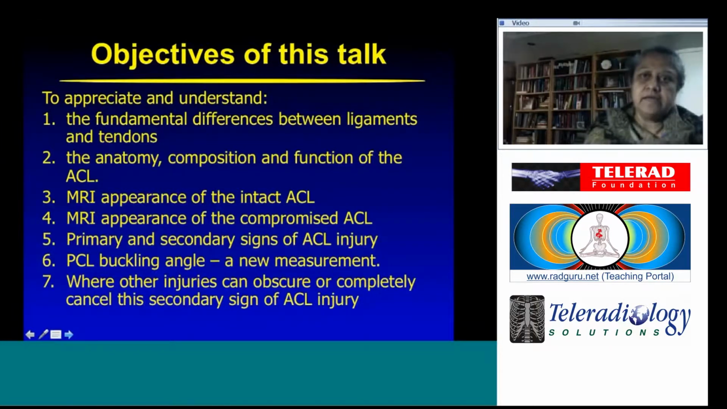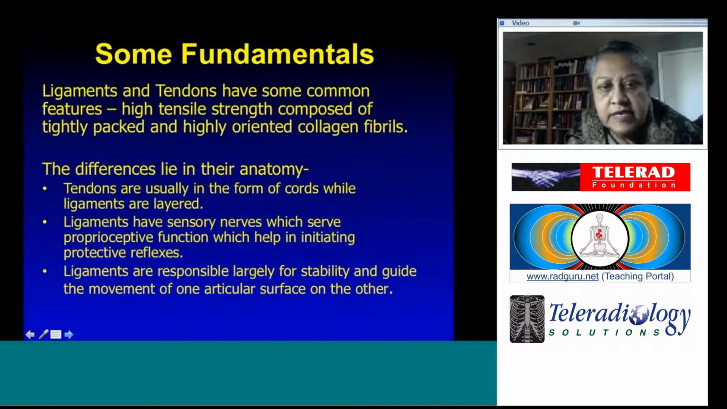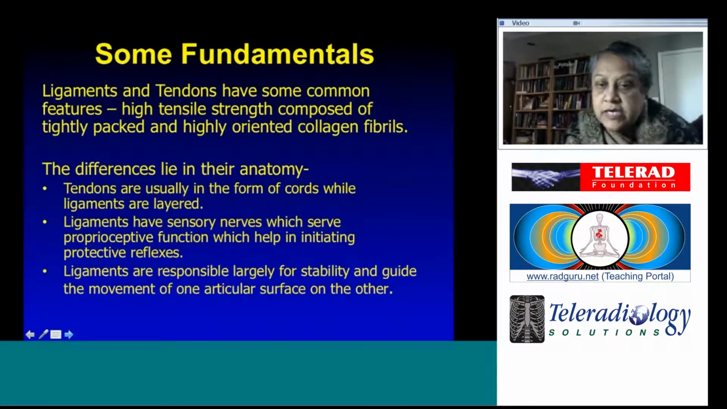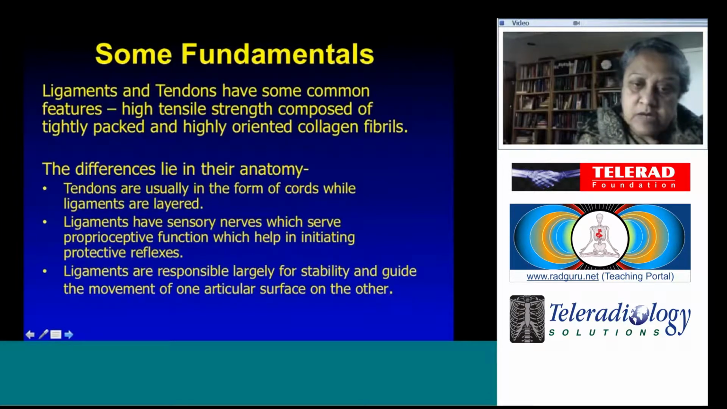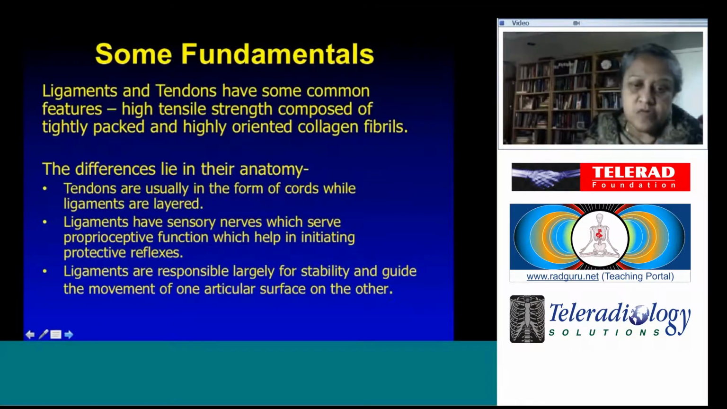Ligaments and tendons have some common features. Both of them are composed of collagen fibrils which are tightly packed and highly oriented. But their differences lie in their anatomy. Tendons are usually in the form of cords, while ligaments are layered. Ligaments have sensory nerves which serve a proprioceptive function, helping in initiating protective reflexes which are critical to all joints, particularly though to the knee, which is the largest and possibly the least stable of the joints in the body. Ligaments are responsible for stability, and they guide the movement of one articular surface over the other.